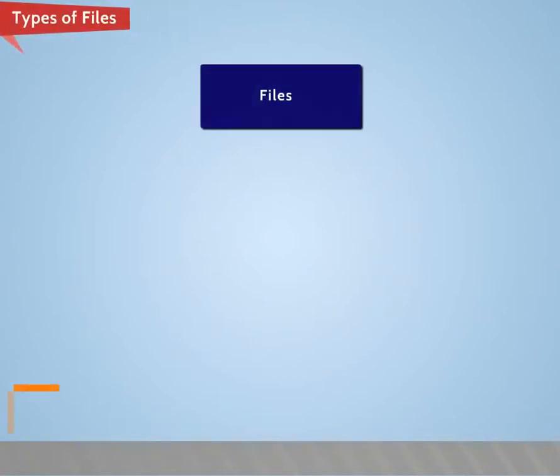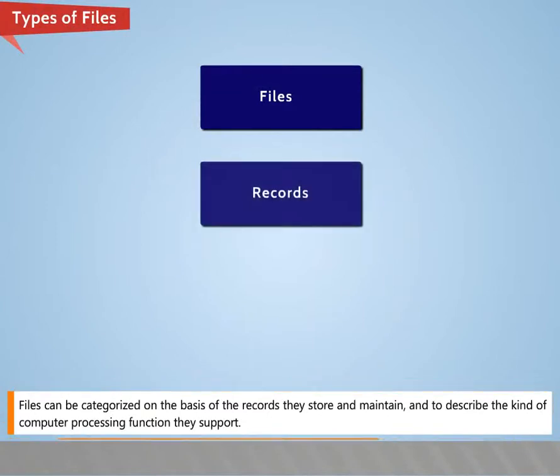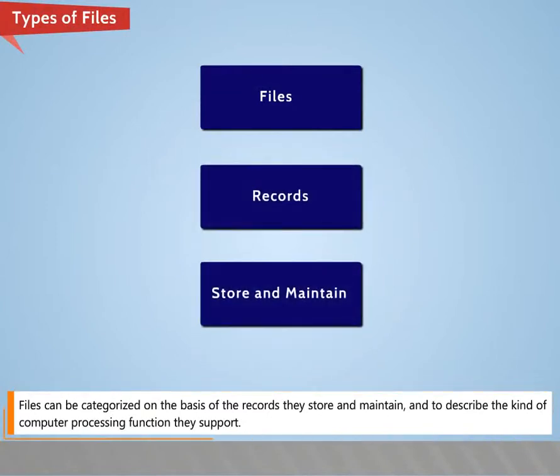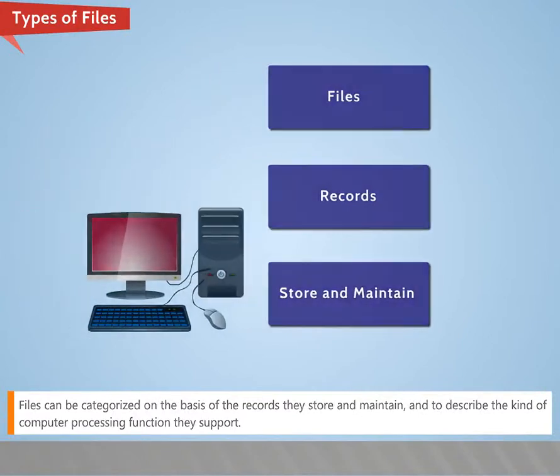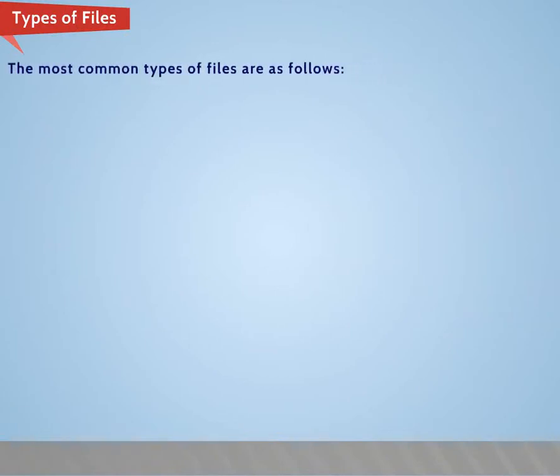Types of files. Files can be categorized on the basis of the records they store and maintain, and to describe the kind of computer processing function they support. The most common types of files are as follows.